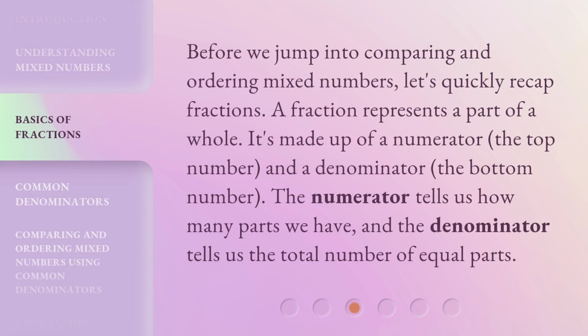Before we jump into comparing and ordering mixed numbers, let's quickly recap fractions. A fraction represents a part of a whole. It's made up of a numerator, the top number, and a denominator, the bottom number. The numerator tells us how many parts we have, and the denominator tells us the total number of equal parts.